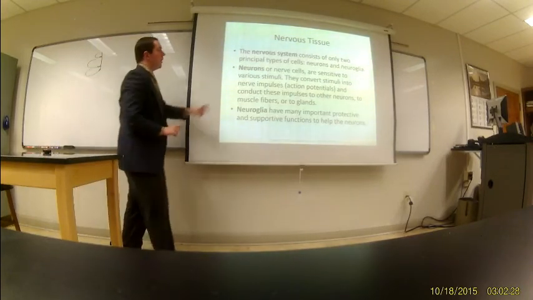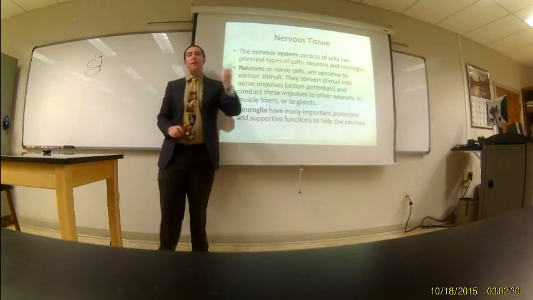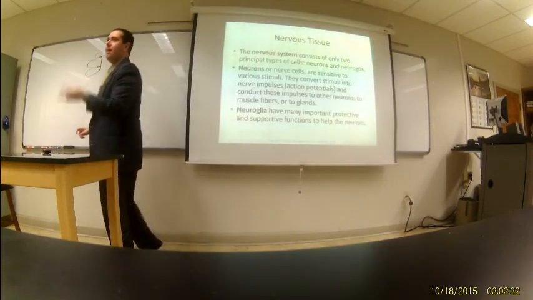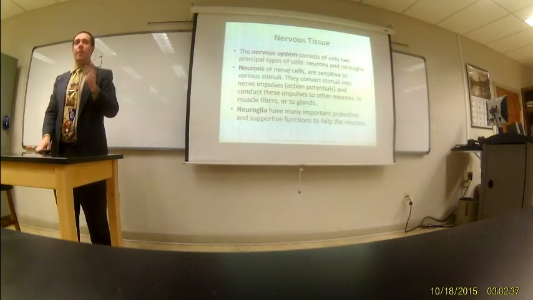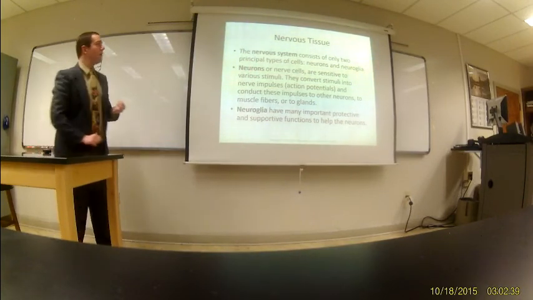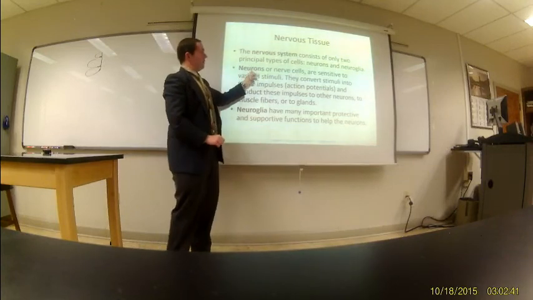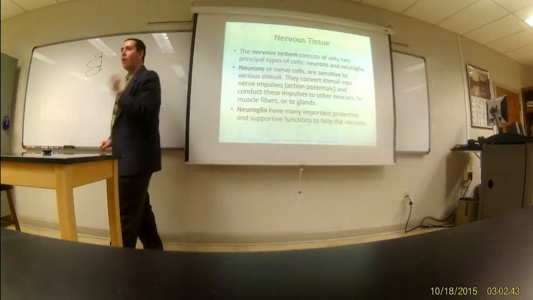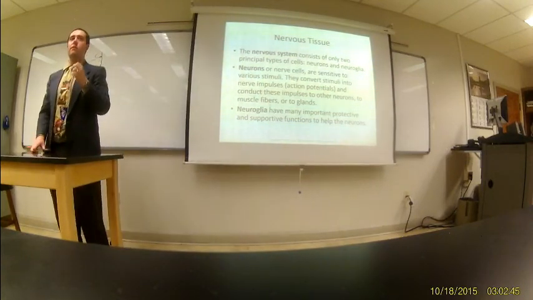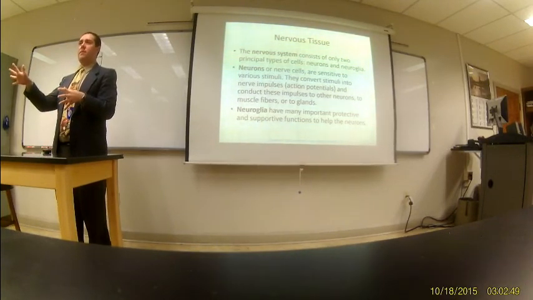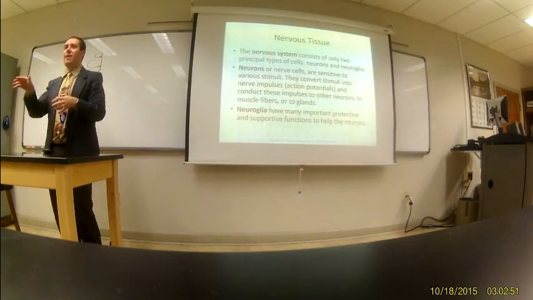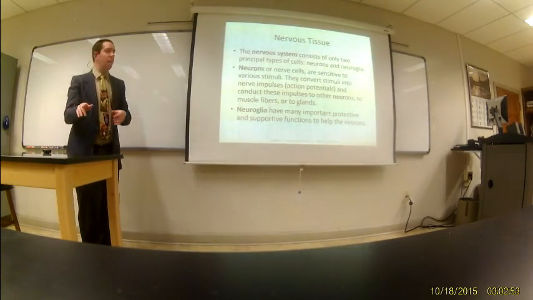Finally, is nervous tissue. There's two types of cells in nervous tissue. Nervous tissue is the most complicated of all of them, but there's only two cell types. There are the neurons, which are the functional cells. They are the stars of the show. They are the ones that conduct the electricity. They are the ones that send the signals.